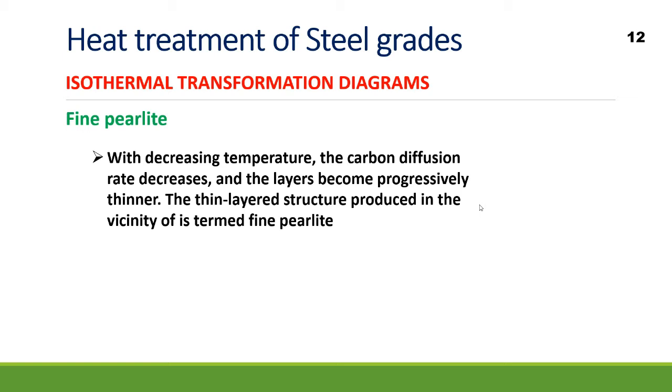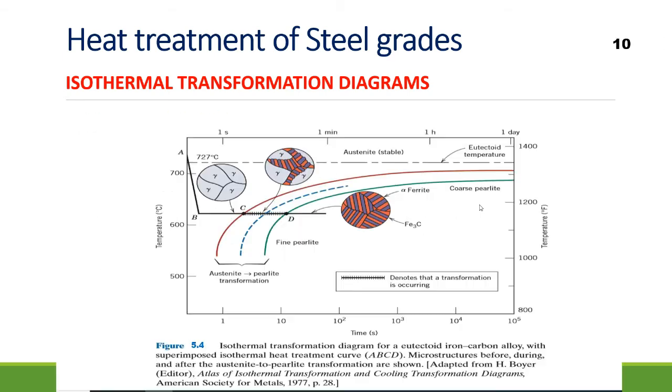So next one is fine pearlite. With decrease in temperature, the carbon diffusion rate decreases and the layers become progressively thinner. The thin layered structure produced is termed fine pearlite. So it's just the opposite case of the coarse pearlite. Here you see the temperature is much lower, something like 550 to 600. Here you see fine pearlite is forming.